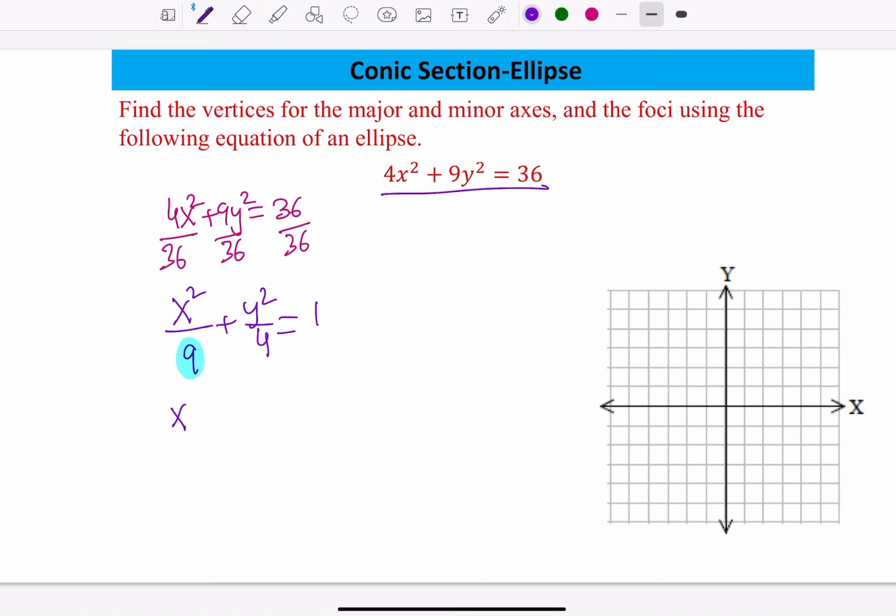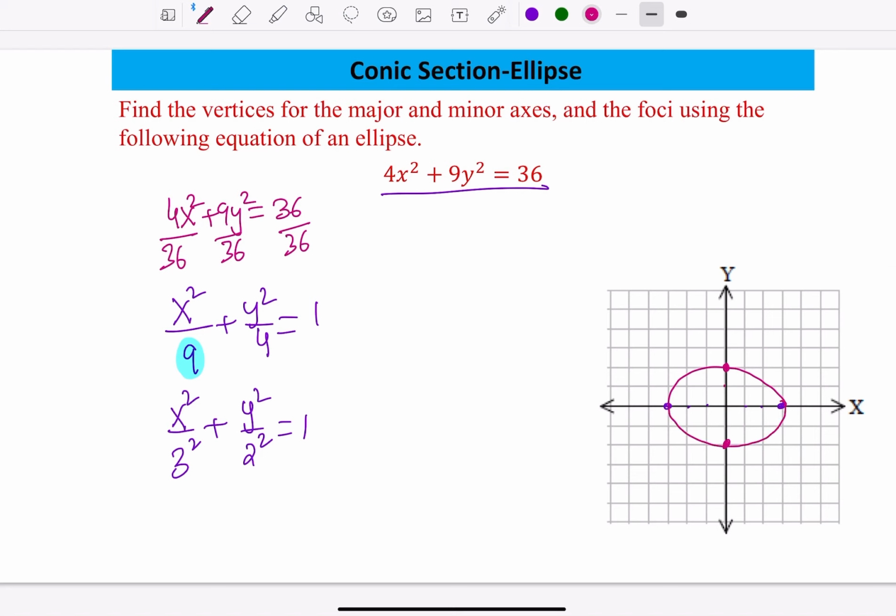So a, if you write here, is 3. b is 2. So along the x-axis, I'm going to go 3 to the right, 3 to the left. In the y direction, or y-axis, the minor axis, I'm going to be going 2 above, 2 below. And there's our ellipse that we have graphed.